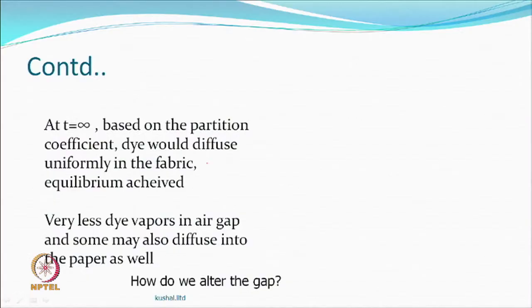So, the gap is important. How do we alter the gap? Well, we apply pressure. If we apply more and more pressure, the gap will be less. That means the chances of this transfer to the fabric will be quicker, and other diffusions here and there will be less, so it will be in our own interest to reduce the gap, because the gap would mean there is air, it is not a vacuum.